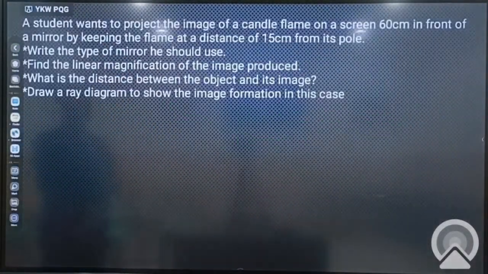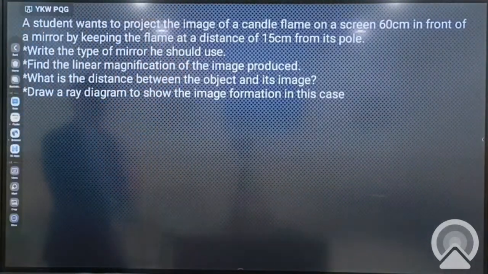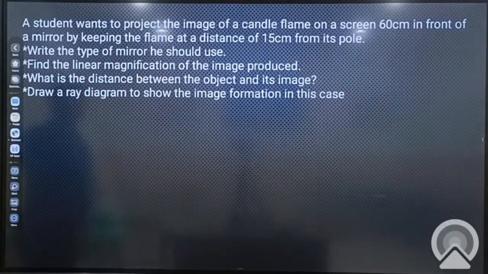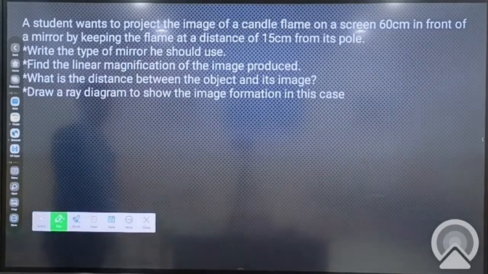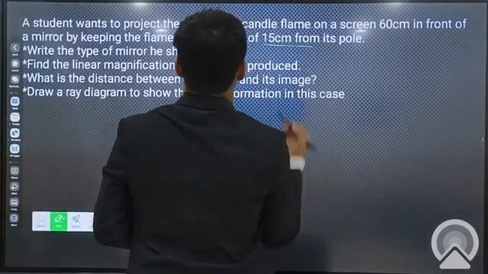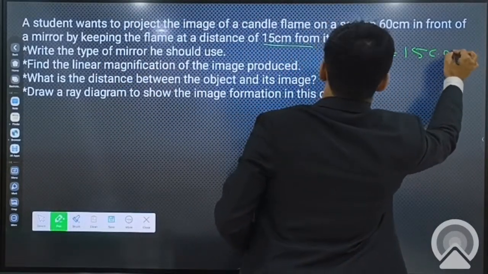Next question. A student wants to project an image of a candle flame on a screen 60 centimeter in front of a mirror. He wants to project an image 60 centimeter in front of the mirror, by keeping the flame at a distance of 15 centimeter from its pole. That is, u is given, 15 centimeter.